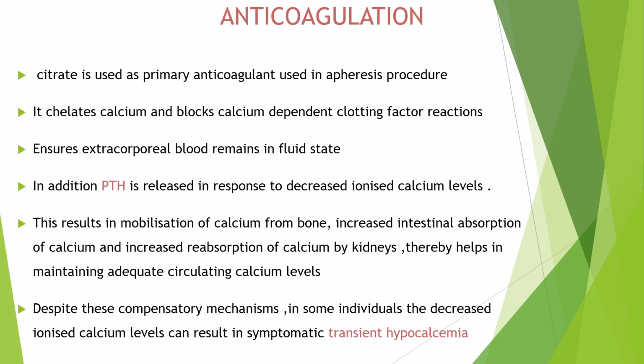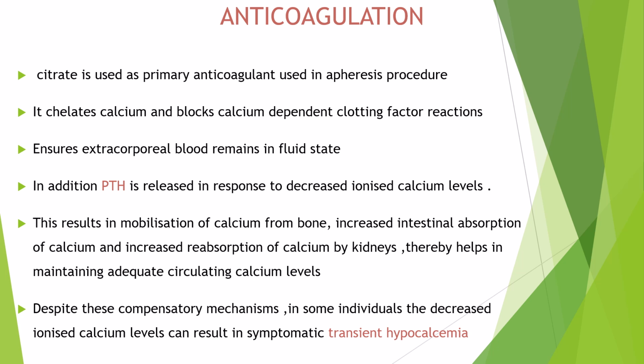Commonly, we use citrate as the primary anticoagulant for the apheresis procedure. It chelates the calcium and blocks the calcium-dependent clotting factor reactions, which ensures the extracorporeal blood remains in the fluid state. In addition, it will release PTH in response to the decreased ionized calcium level.